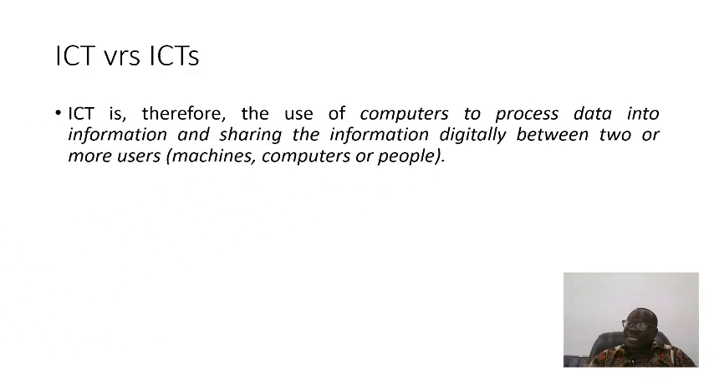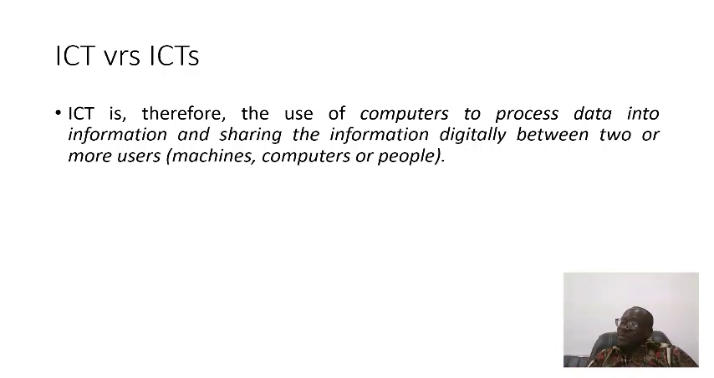You might have come across what we refer to as ICTs. Some have been mentioning ICTs instead of ICT. There's just a small difference between the two. If you take ICT, as you just said, it's made up of two major components: information technology and communication technology. Now, if you put the two together, you get your ICT. So you are saying that ICT is therefore the use of computers to process data into information.